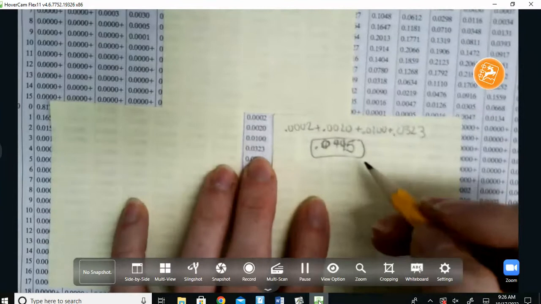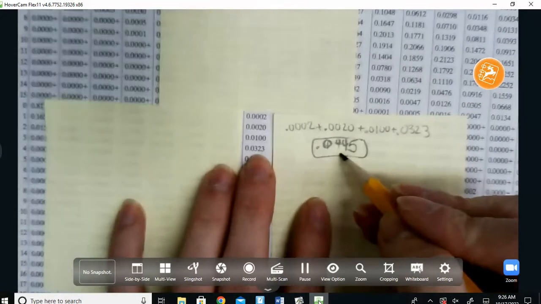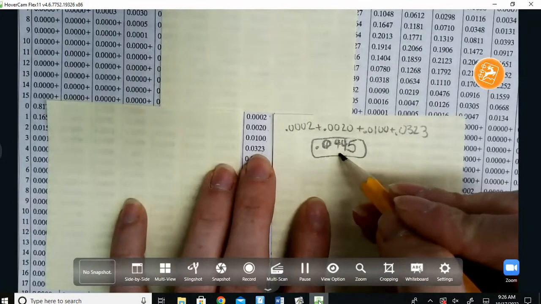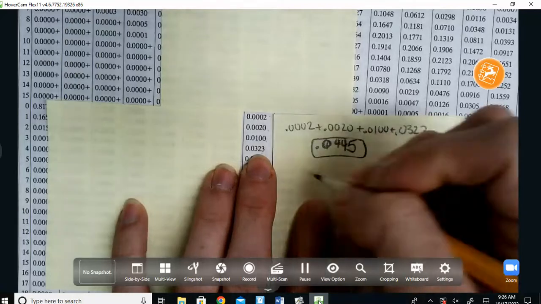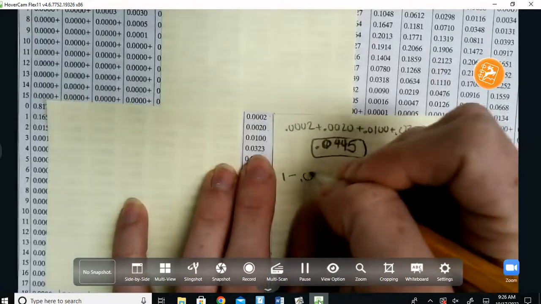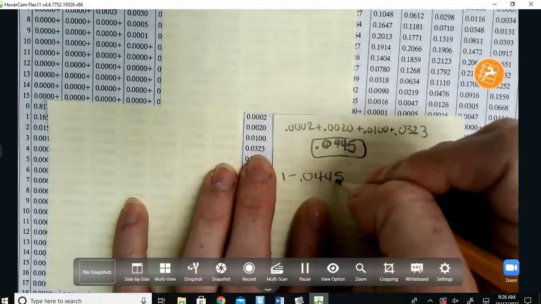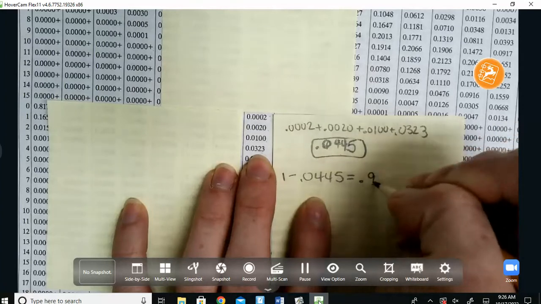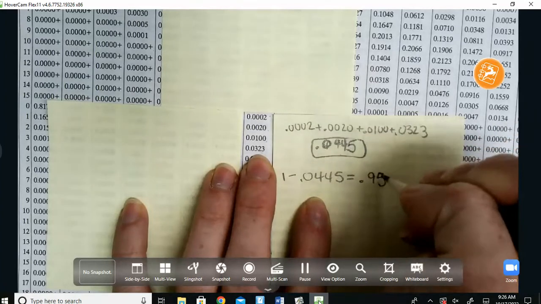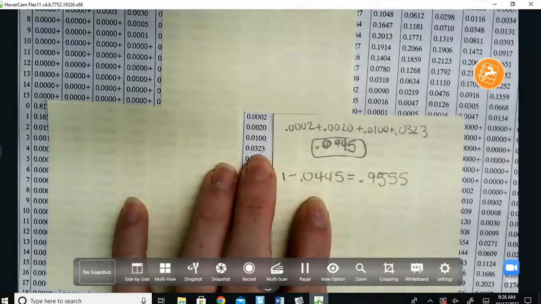So we could add up all those, or we could realize we just found the probability that it was less than 4. So we could just do 1 minus. So you should get 0.9555.